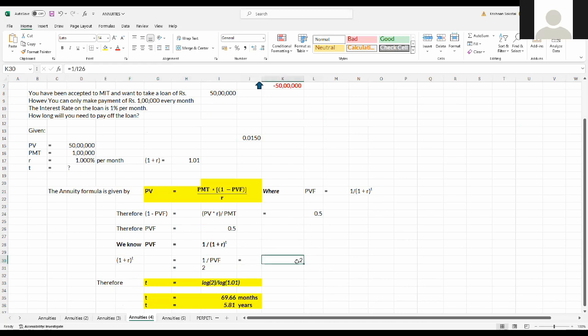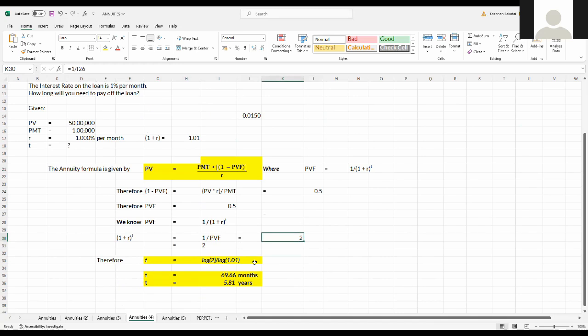Now it's quite difficult, using conventional algebra, to solve for t. So we put log on both sides. So you have t times log of 1 plus r equals log 2. Now we know that r is 1% per month, so by taking the log, we can find out what T is. So T is 69.66 months.